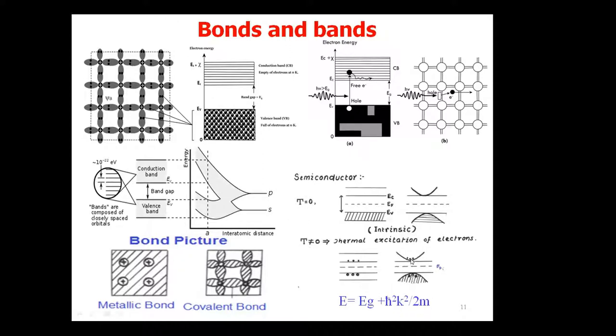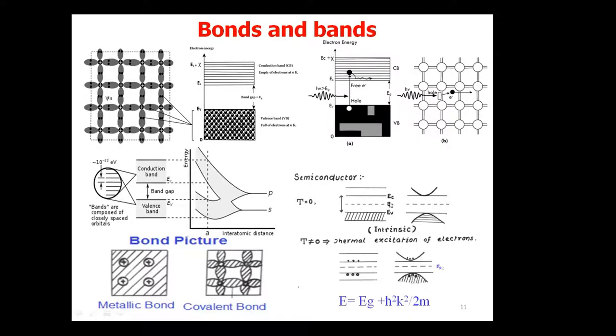For example, an electron present here in this curvature. If an electron is present in the conduction band, suppose at this curvature, what is the energy of that electron? The energy is equal to the minimum of the conduction band, which is EC. So EC plus ħ²k² by 2mn, where mn is the effective electron mass in the conduction band. Similarly, if a hole is present in the valence band, then the energy of that hole is equal to the maxima of the valence band, Ev, minus ħ²k² by 2mp. That is the mass of the hole.